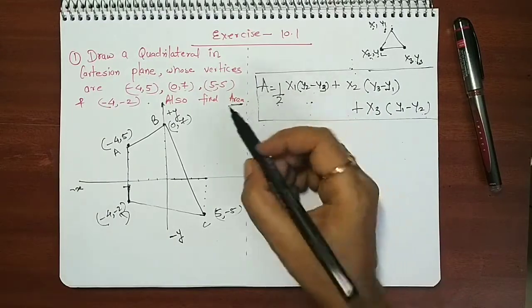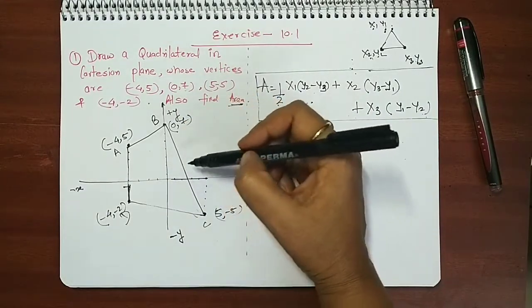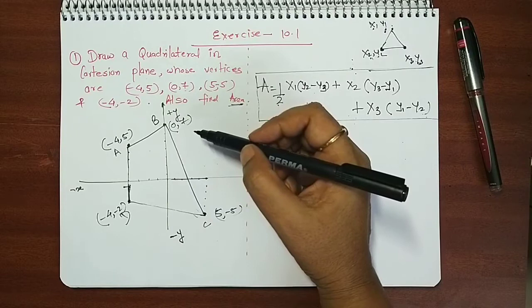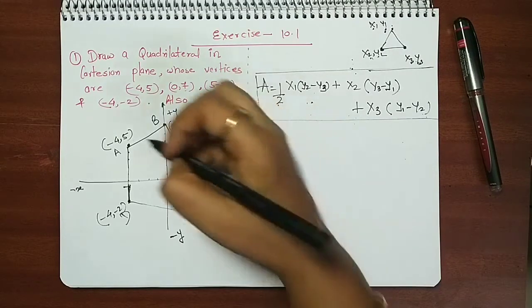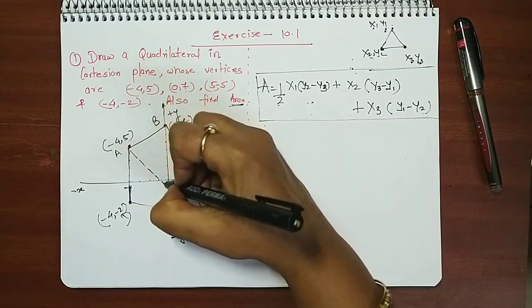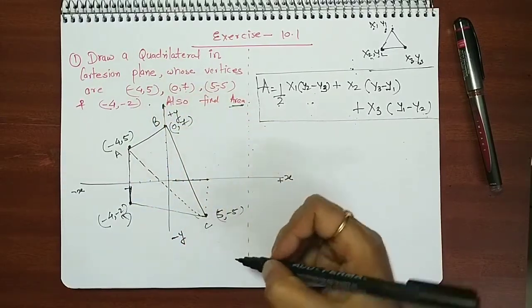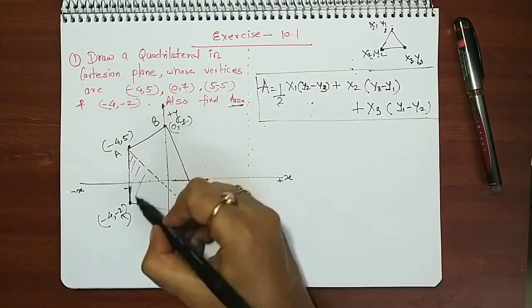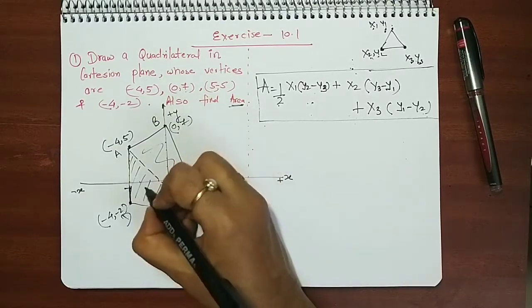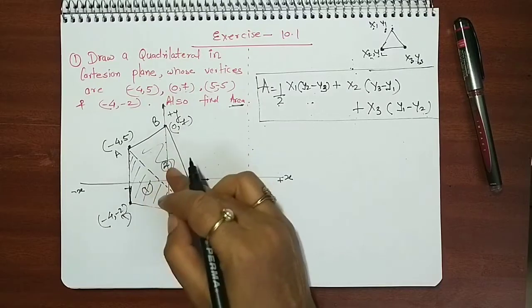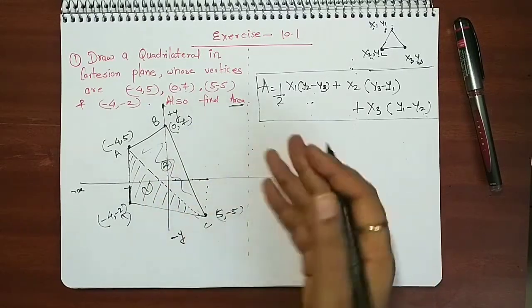So I can break it into 2 triangles. Okay, understood? I can break it into 2 triangles. Suppose I join these 2 lines. Now I have 2 triangles: this is triangle 1 and this is triangle 2. So I can find out each triangle's area and then add them up.